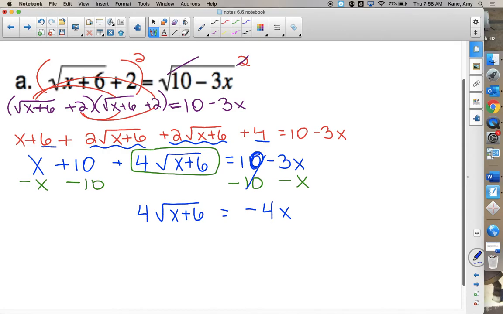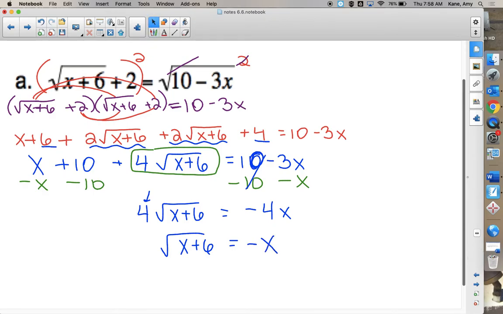So we're getting closer, but there's still a radical, and the radical isn't isolated yet. So what do you think you would do next? What would the next step be? Nina? Yeah, so isolate the radical means if there's still something with the radical, we need to get rid of that part too. If you divide by 4, it works out really nicely, because on the other side we just then have a negative x. So now you have a square root on one side and the negative x on the other.